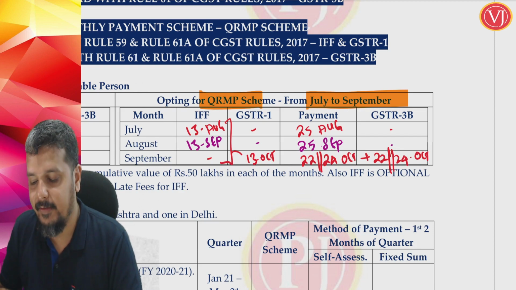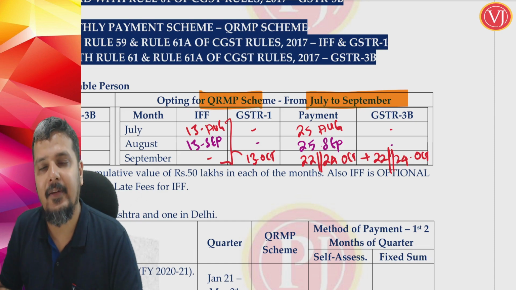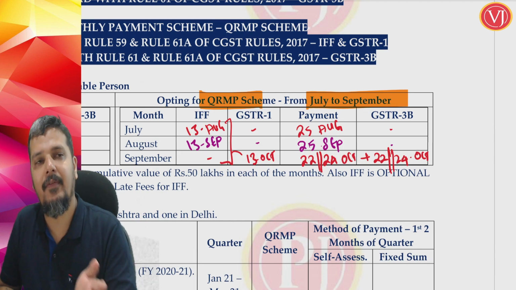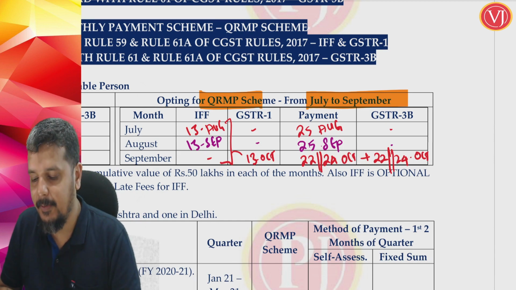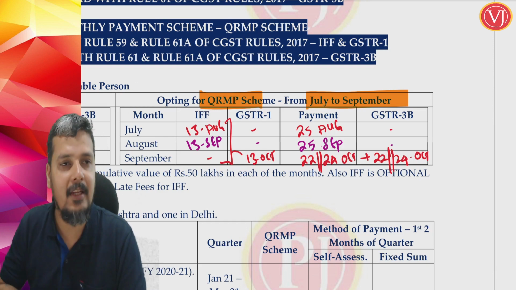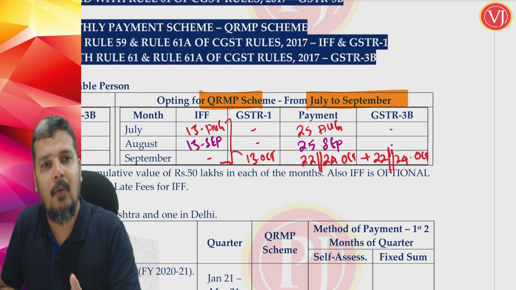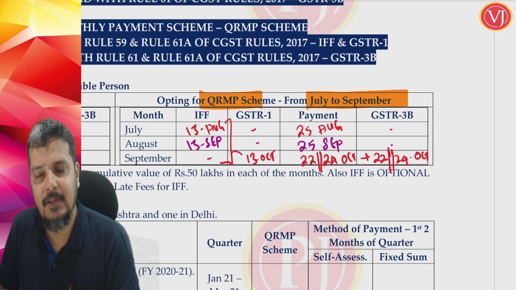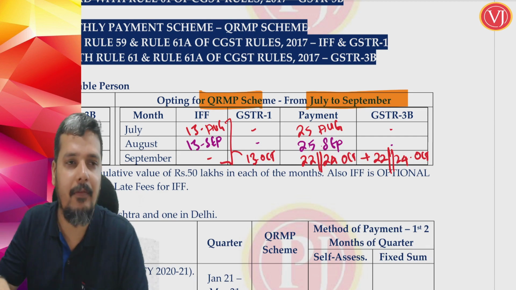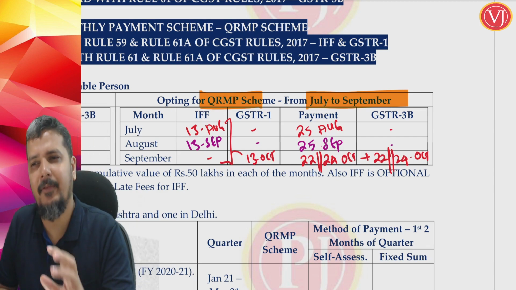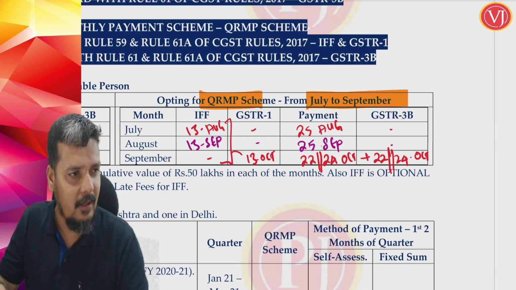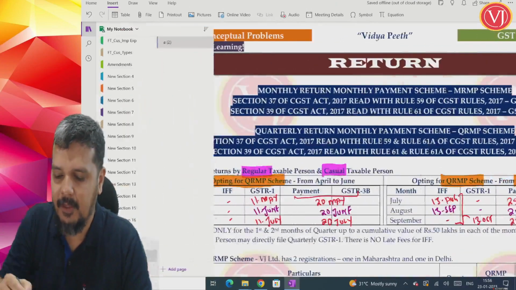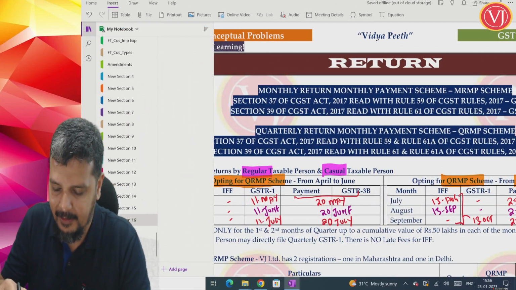This is how you have to understand the different returns and payment, and even the GSTR 1, IFF, payment and 3B. If you see this particular example, it is given in a pakka sequence. First it is all about IFF, then GSTR 1, then payment, then GSTR 3B. We are not talking about depth, we are just trying to understand the basics of each type of return.